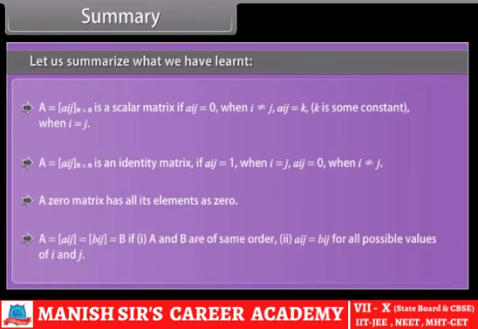A = [a_ij] is equal to B = [b_ij] if and only if A and B are of the same order and a_ij is equal to b_ij for all possible values of i and j.